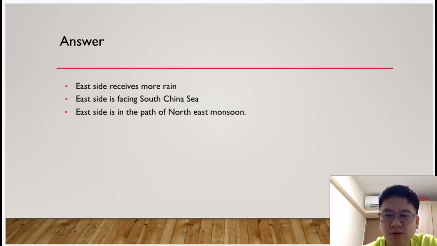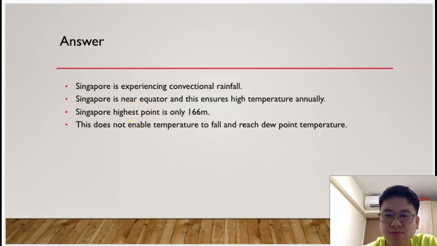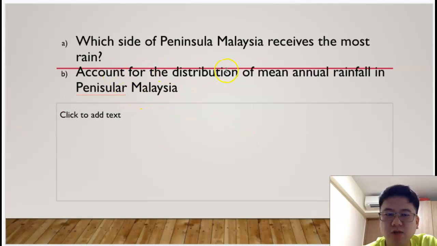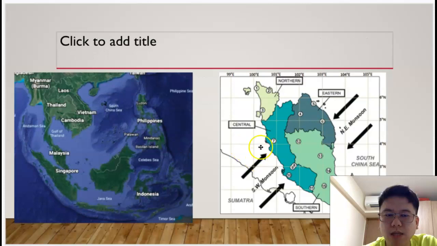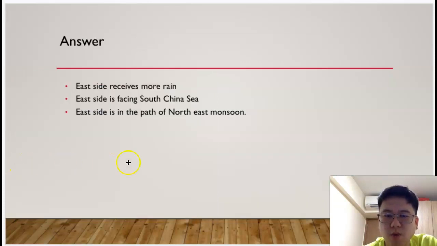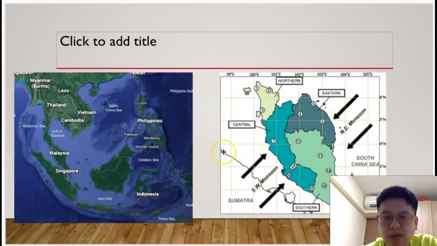Next, look at the question. They are asking you to account for the distribution. So why is it that the distribution is like that? Why does the west side have less rainfall and the east side more rainfall? It has to do with the monsoon. The east side of Malaysia faces the northeast monsoon, which blows across the South China Sea during the northeast monsoon and brings rainfall.